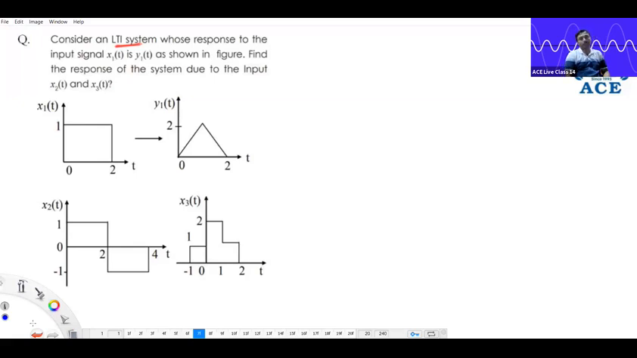x2 of t in terms of x1 of t is very easy. The upper rectangle is x1 of t, the lower one is x1 of t minus 2 with negative amplitude. So x2 of t equals x1 of t minus x1 of t minus 2. Everyone see here, we have done addition, that is linearity. Second, time shifting. So by the LTI system property, y2 of t is y1 of t minus y1 of t minus 2.